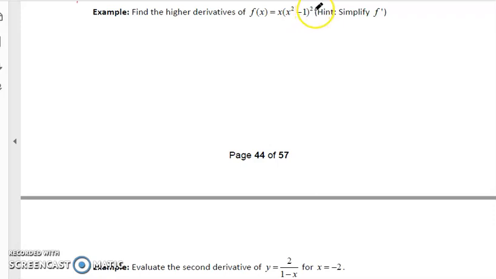This is actually what we did a couple of lessons back. This is a mixed derivative. And they're giving you a hint here. It says to simplify f prime of x, simplify the first derivative. All right, so let's do that.